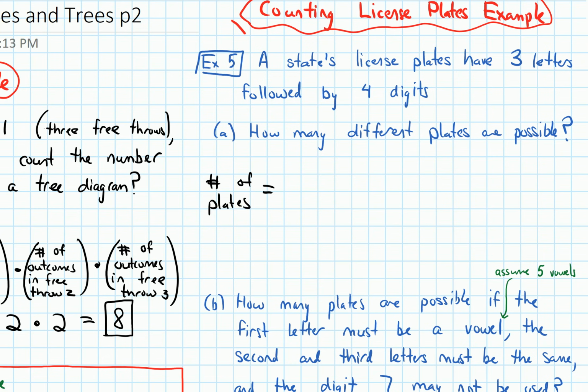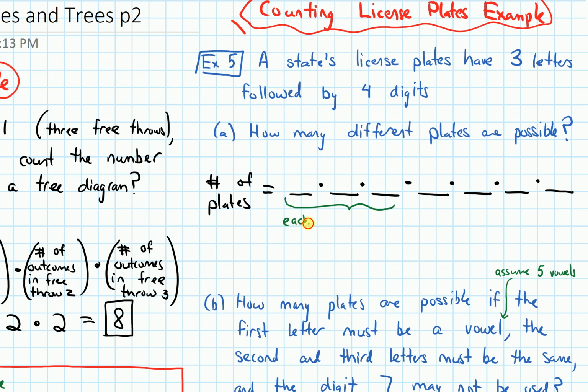So overall here, we have to choose 3 letters and then 4 digits. So there's 7 stages to this. I'm going to put a blank space times blank space times blank space times and then 4 spaces at the end for the digits. So my 3 spaces at the front are for the letters. We're going to put 3 letters here at the front.